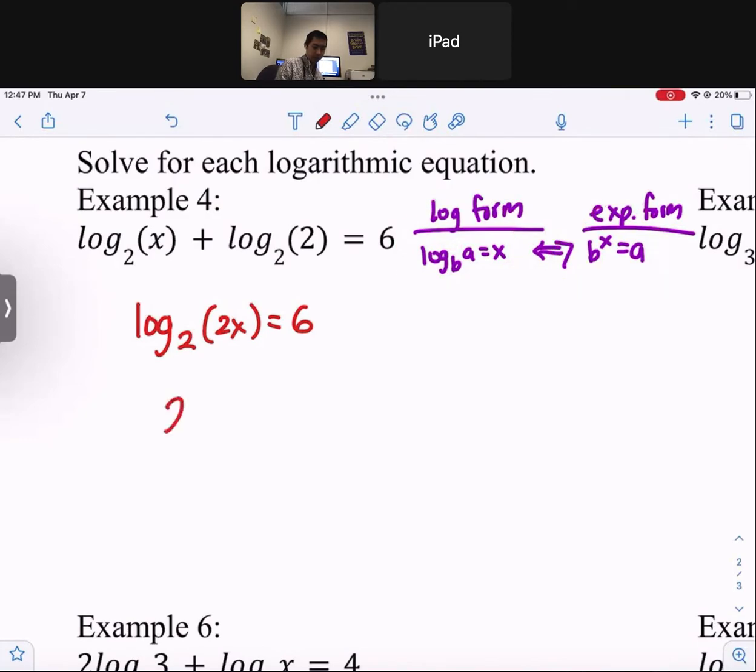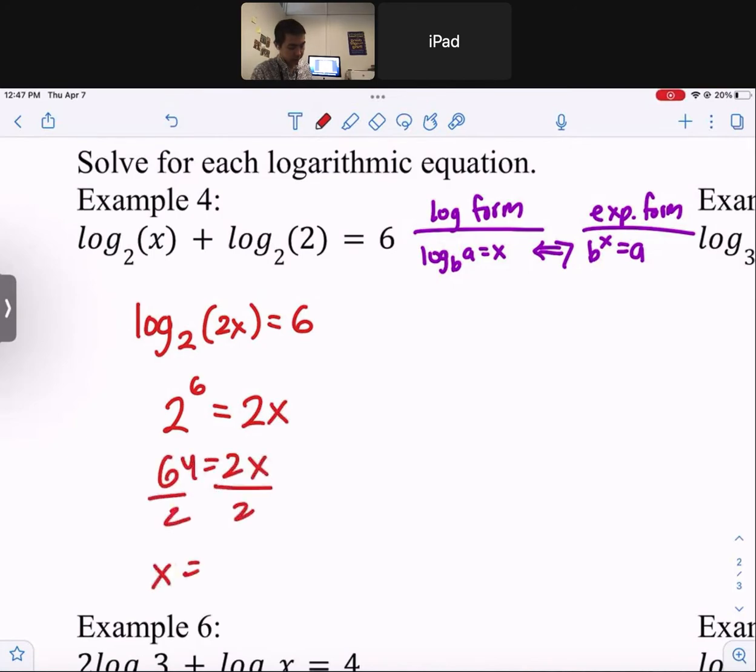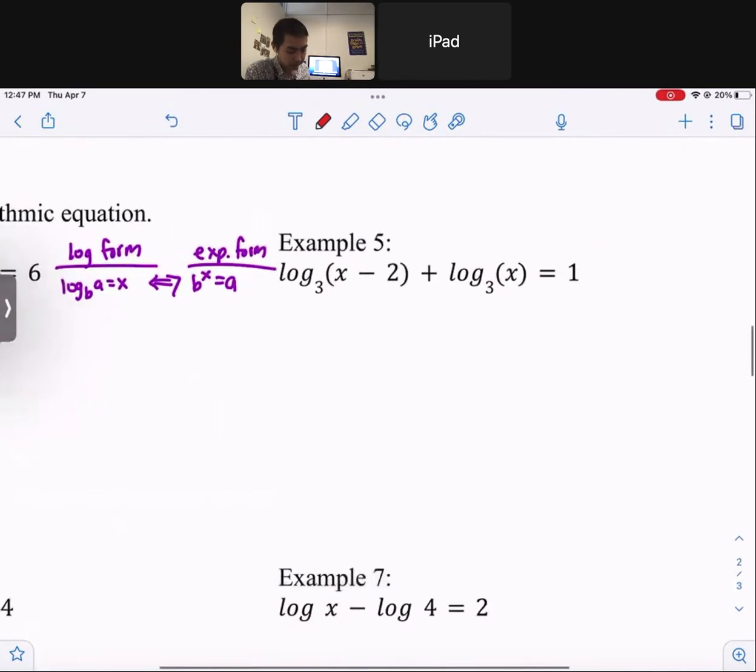Take the base, raise it to 6, and make it equal to 2x. 64 equals 2x, divide both by 2, x equals 32. So that's how we solve for this type. You guys have to get the log by itself and then make it equal to a number, and then change it to exponential form and then solve from there.